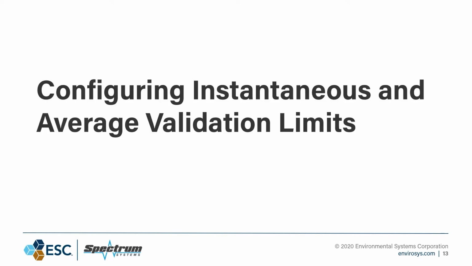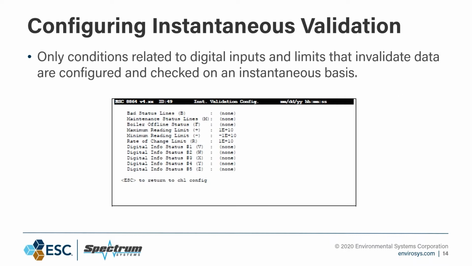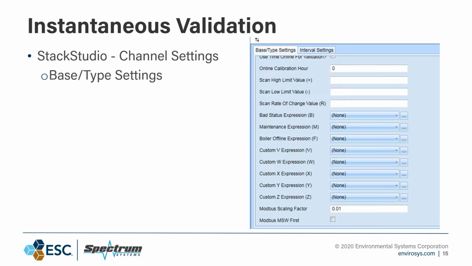Configuring instantaneous and average validation limits. Only conditions related to digital inputs and limits that invalidate data are configured and checked on an instantaneous basis. As you'll see, the bad status, M status, offline status, all that is an input pattern, and the same with your informational flags. Same as Stack Studio with the channel settings. This would be your BMF and your informational flags, and all that would be configured with a digital input pattern.